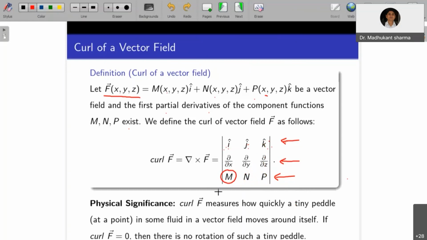It is already mentioned that curl F measures how quickly a tiny paddle in a fluid, a vector fluid, moves around itself. It will give you a spin around an axis. So if curl F is 0, it represents that there is no rotation, and if it is non-zero, there is some rotation. If there is no rotation, it means an irrotational field.